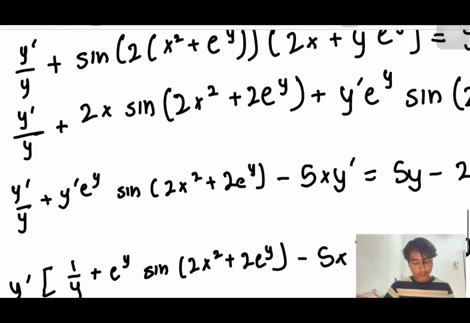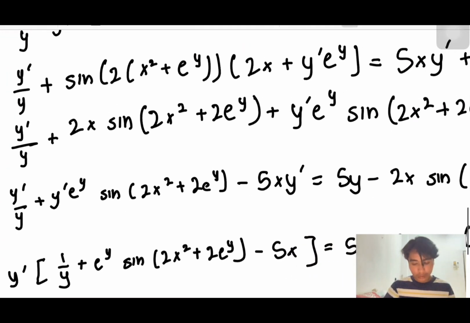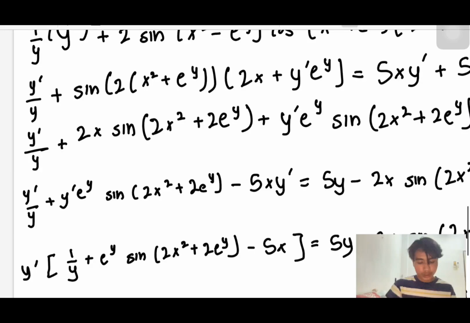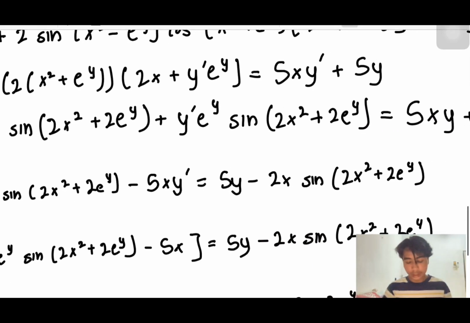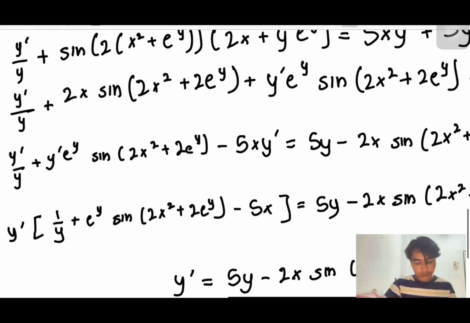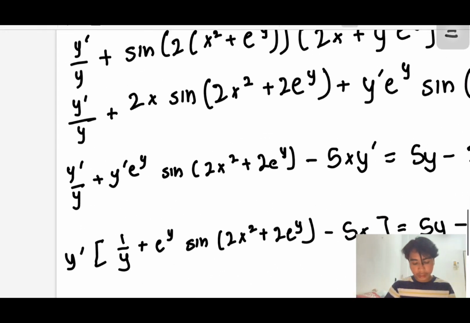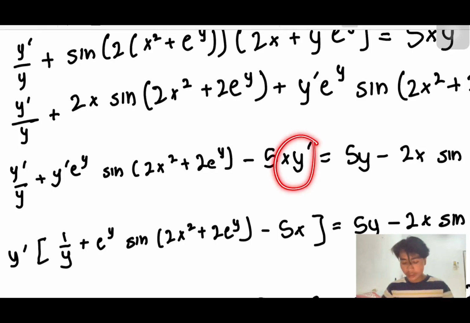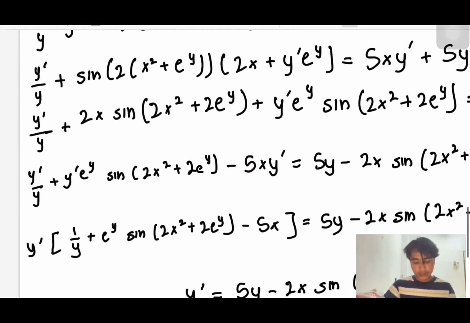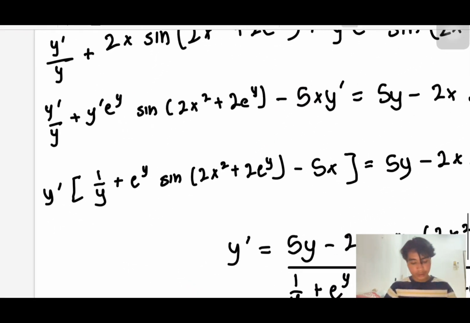So next step is we have to arrange all these terms. We're gonna bring all the terms that have y prime to the left side and all the terms that don't have y prime to the right side. So here all the left side have y prime, and the right side doesn't have any y prime. So next step is to factorize it.